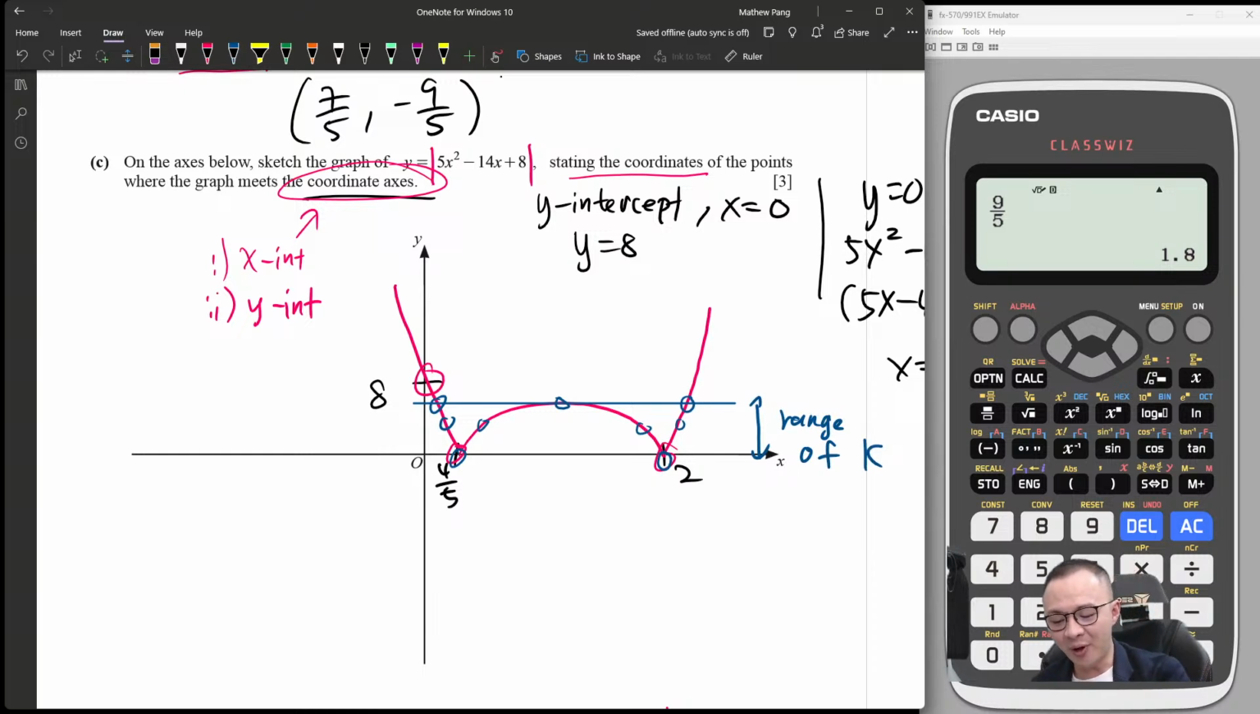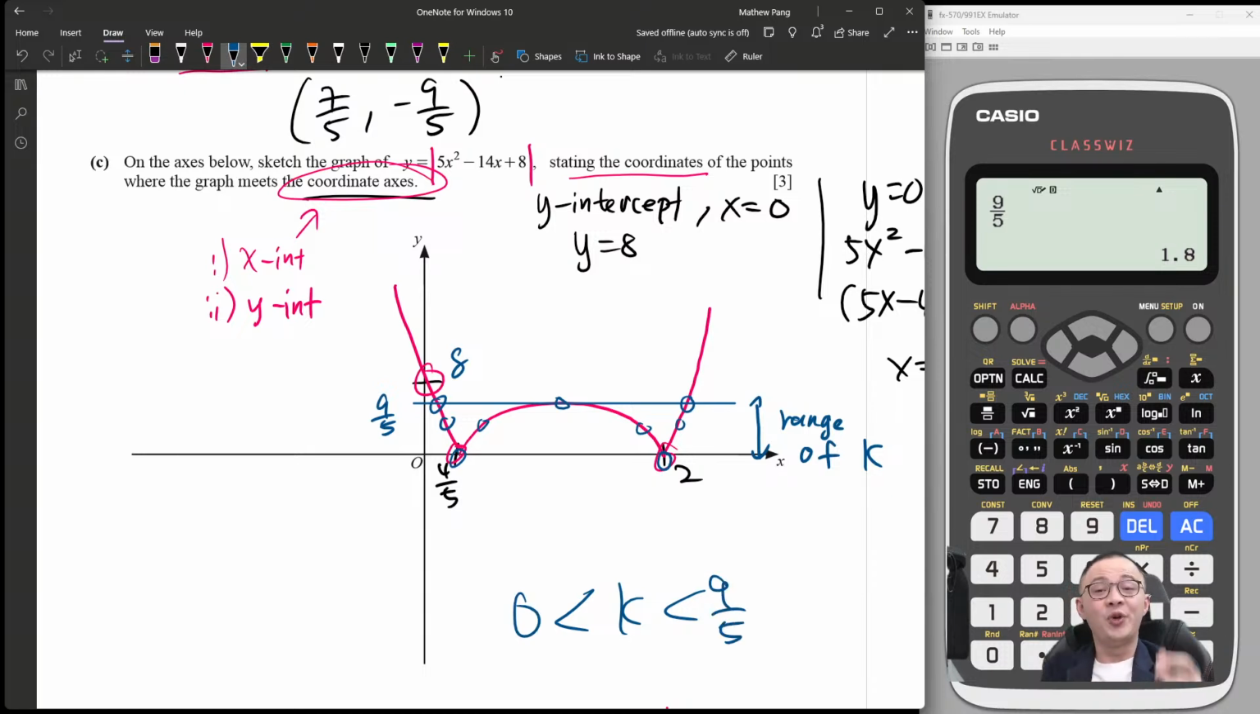So the turning point, we already know what is the turning point, right? The turning point is 9/5. So therefore, I know my range of k is from 0, cannot have equal sign, all the way to 9/5. Within this range over here, no matter how you draw the horizontal line, you will always touch 4 distinct roots. Mean 4 different points. You intersect with 4 different points. Do you get it?